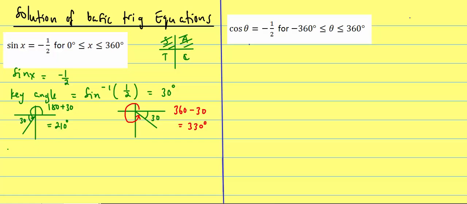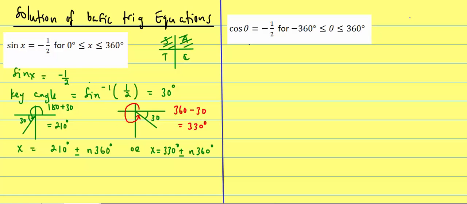Now the general solution is an expression that gives us all the values of x which will satisfy this equation. So it's going to take this form here. x is going to be equal to 210 degrees plus or minus n times 360 degrees, because we know that the graph of sin x in this case will repeat itself after every 360 degrees. Similarly for this one here, we are saying x will be equal to 330 degrees plus or minus n times 360 degrees.